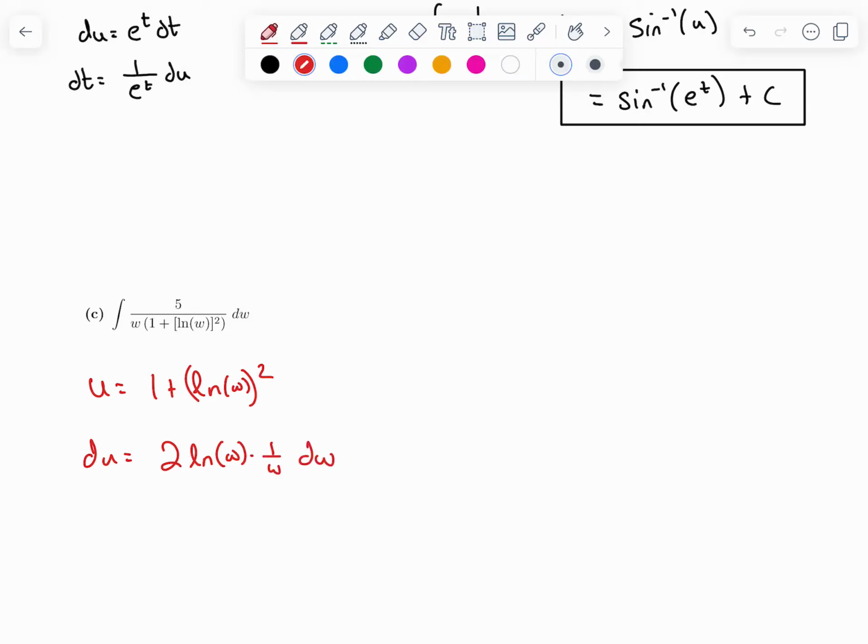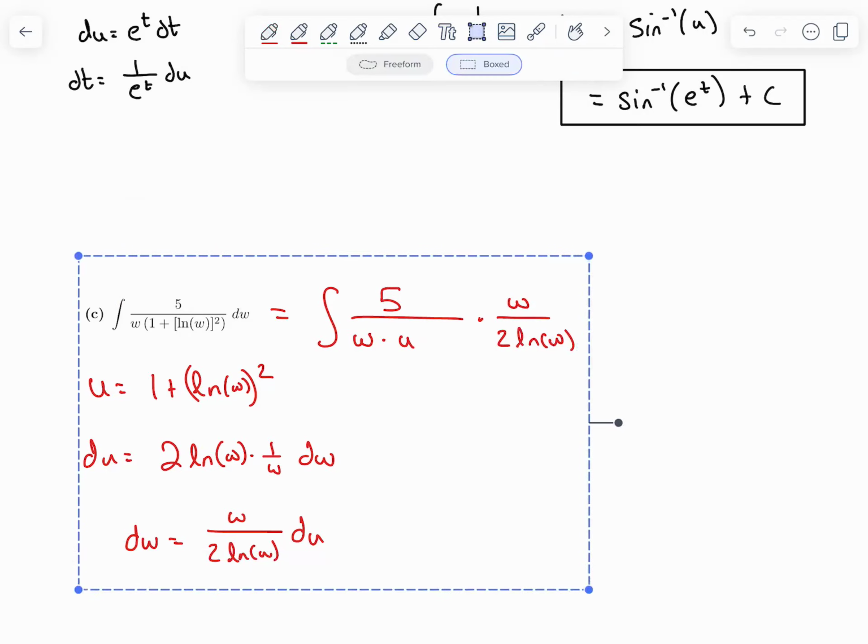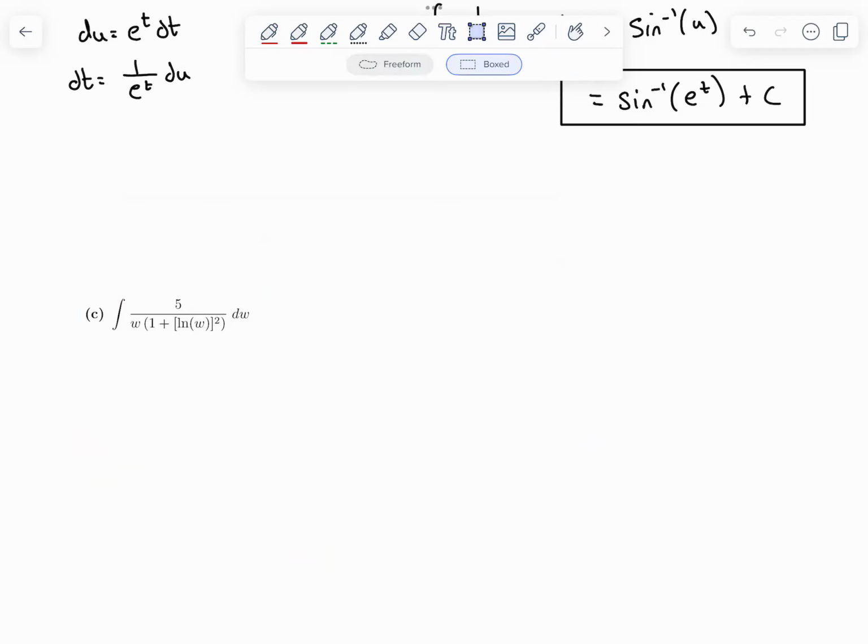And that will get you somewhere, right? So that would mean that dw would equal w over 2 ln w, just du. And you'll see that this is not going to work out anyways, but you'll get w times u squared, or just u, times w over 2 ln w. And sadly, nothing's going to happen, because the w's will cancel, but that ln w is still around. So what haven't we tried? Just natural log of w.